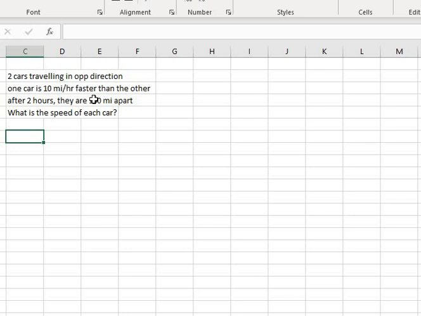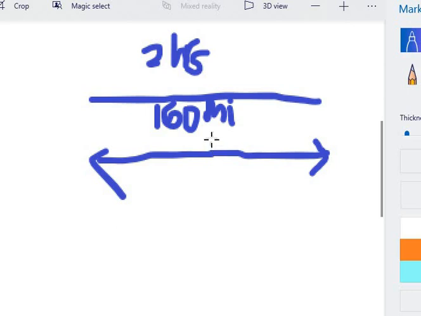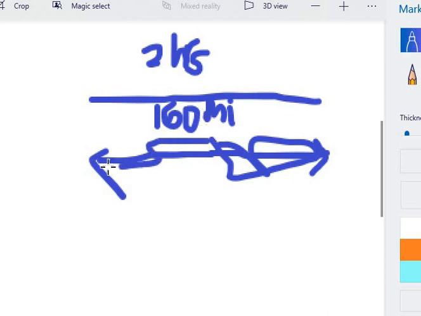So let's represent the unknown. Because one car is faster than the other, this clue tells us that we can represent the speed of the slower car. Let S be the speed of the slower car. And one is 10 miles per hour faster than the other, so that's S plus 10, the speed of the faster car. What we know is that the distance covered after 2 hours by one car and the distance covered after 2 hours by the other car, added together, is 160 miles.